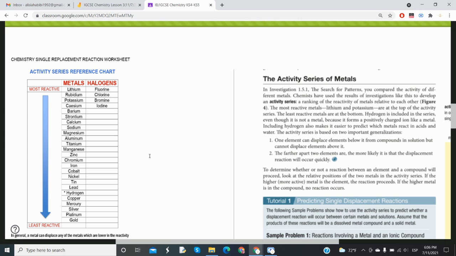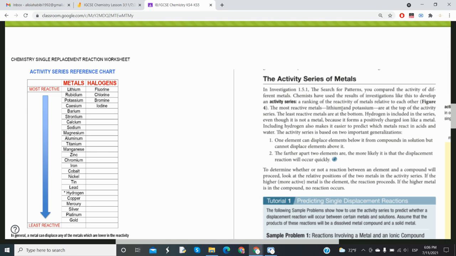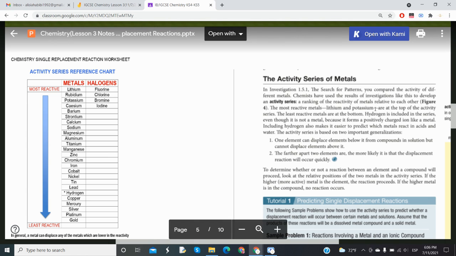Please take note that it is not just single displacement reactions that we have. We also have double displacement reactions, and I'll be doing another video tutorial for that. So the most reactive metals, like I've mentioned, lithium and potassium, are at the top of the activity series. The least reactive metals are usually at the bottom, as you can see from this arrow going from top to bottom.